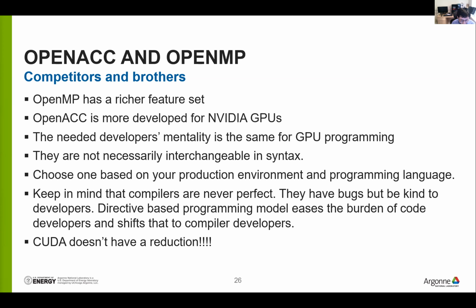But be kind to developers, especially because directive-based programming models ease the burden of code developers and shift that challenge to the compiler developers. So try to work with them to ensure all your needed features can be implemented and optimized. Remember, CUDA doesn't have a reduction. I think Stefan also mentioned that scientific code reduction is extremely important, and writing reduction is a challenge. It's never an easy task.